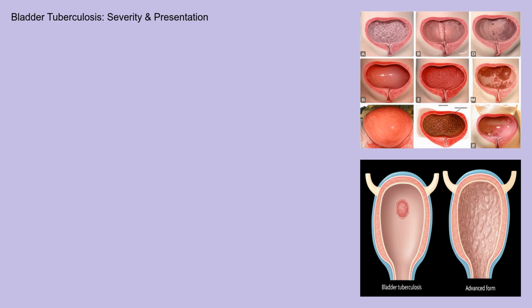Bladder tuberculosis doesn't typically have distinct classifications or types in the same way some other diseases do. Its severity is usually determined by the extent of the infection and the degree of damage to the bladder. However, the presentation can vary from early, localized infection to advanced disease with significant bladder contracture and kidney involvement.